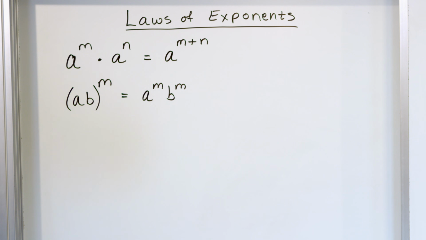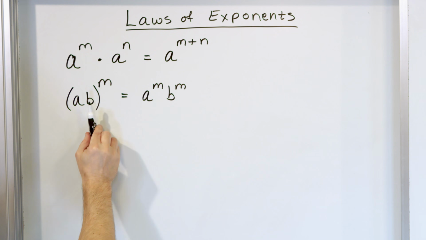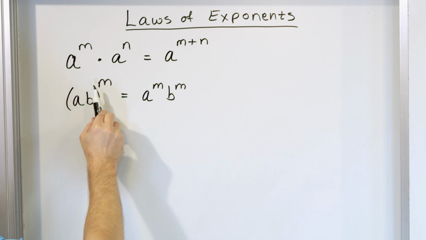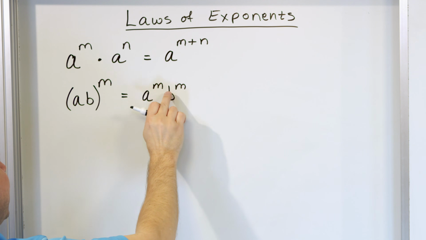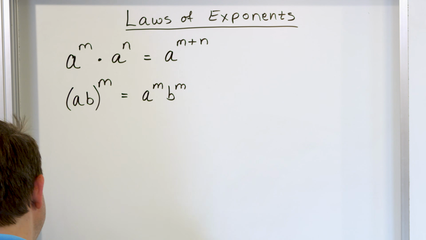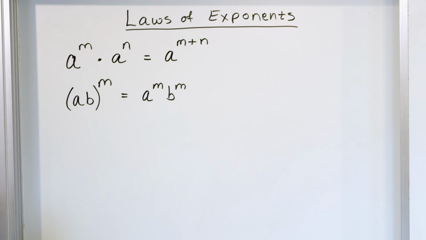This one you may not have seen in a while, but basically if you have two things multiplied together with an exponent outside, then the exponent gets applied to each thing separately. Again, they're multiplied still, but each of the bases becomes raised to that power, to that exponent.